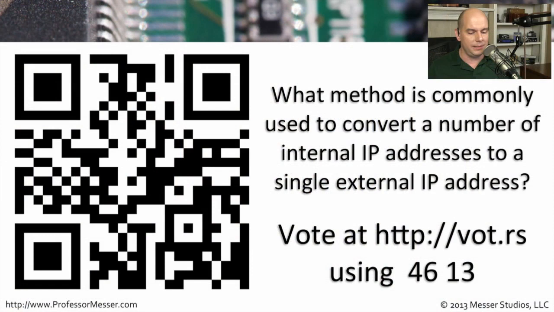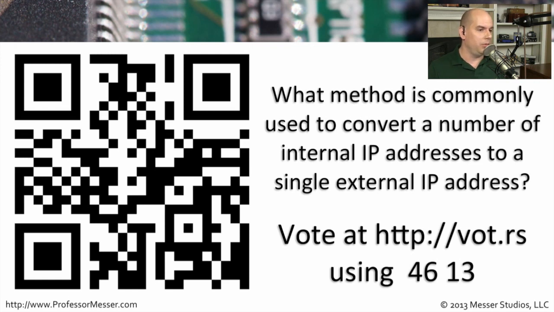The question is, what method is commonly used to convert a number of internal IP addresses to a single external IP address? A little bit kind of a vague question. It's one of these things where you'll know it when you see it. You'll know what that answer is when you find it. So you've got a bunch of internal IP addresses and you want to be able to convert them into an external address. This is commonly done in an organization when you are trying to communicate out to the internet. But there's other ways that you could take advantage of that as well.